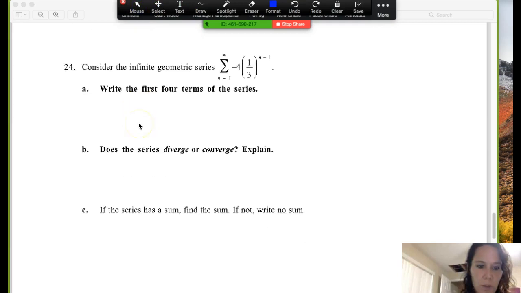Let's go ahead and go to 24. Consider this infinite geometric series. Write the first 4 terms. Does it diverge or converge? Okay, it's infinite. It goes from 1 to infinity. So if I want to write the first 4 terms, first of all, I can already answer this. Does it diverge or converge?